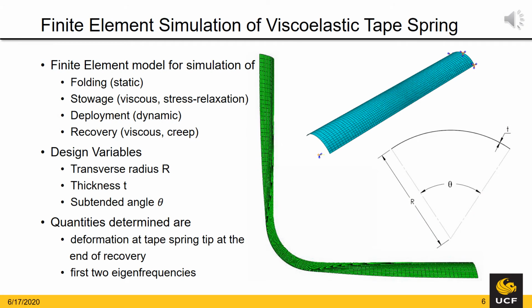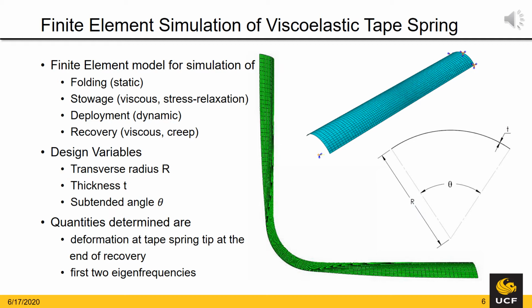In order to generate the necessary training data for the recovery behavior of viscoelastic tape springs, a finite element model was developed. In the structural simulation, the tape spring is cantilevered as illustrated in the upper right hand, and goes through a cycle of static folding, a stowage step including stress relaxation, a dynamic deployment step over 5 seconds, and finally a recovery step during which the tape spring attempts to minimize the remaining strain energy and approaches its initial shape. The folded shape of the tape spring is illustrated in the center of this slide.